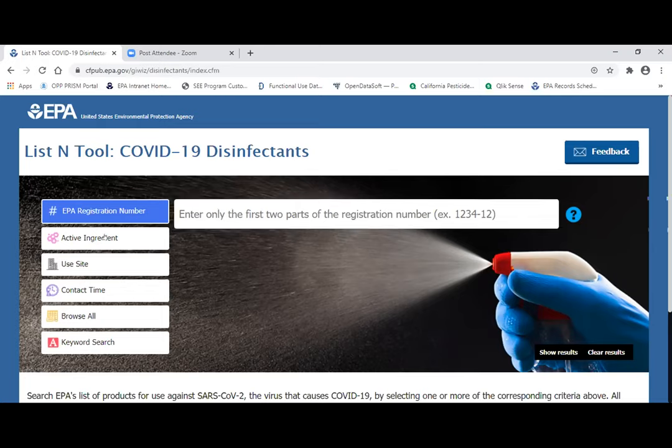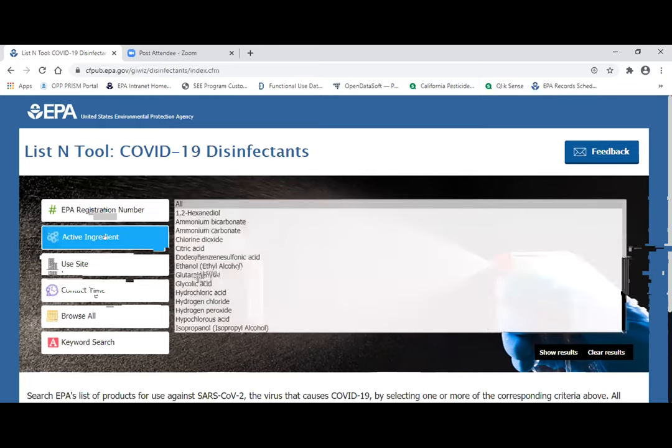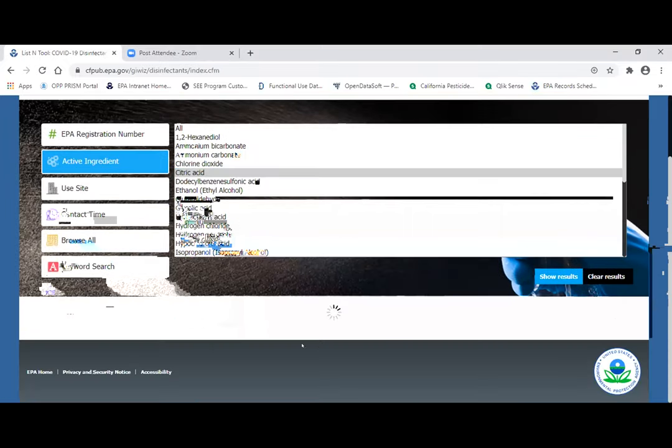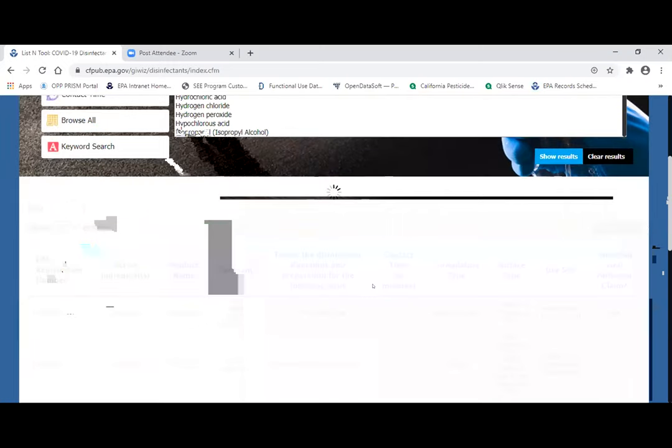If you remember, Africa talked about some of the products that are greener. There are products that have, say, citric acid as the active ingredient. That one is a minimum risk pesticide. And so if I choose that and then hit show results, there should come a list of products, and here we go.